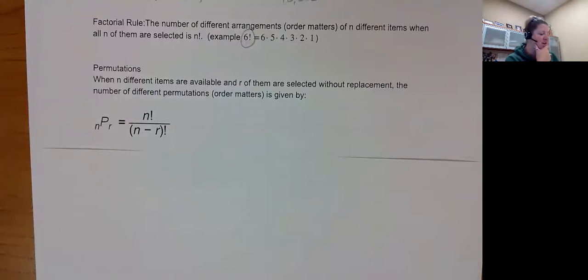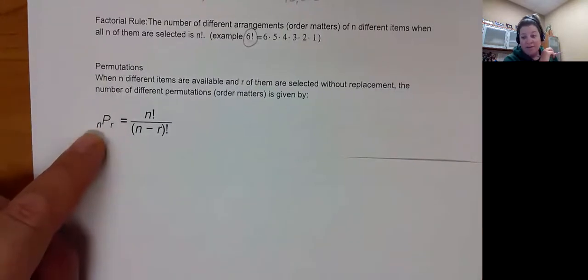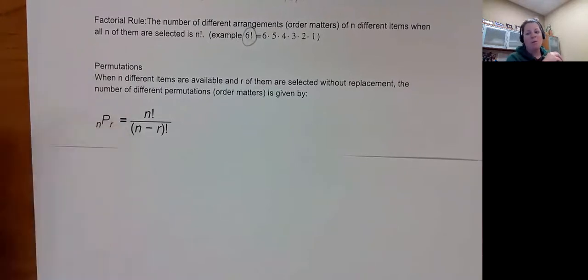So permutation: when n different items are available and r of them are selected without replacement, the number of different permutations is given by this. So what am I really saying? I'm saying I have a total number of items and I want to choose r, but the order matters.